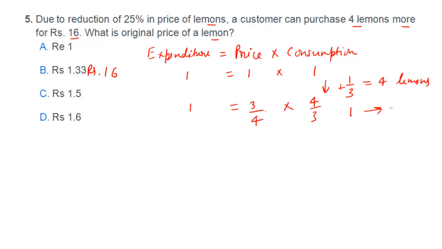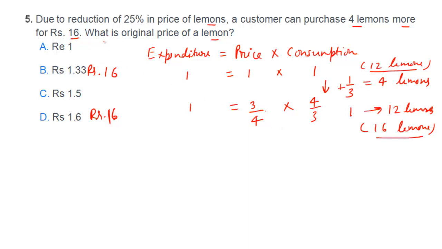So 1 is how much? 12 lemons. That means initially he was consuming 12 lemons, and now with increased lemons he is consuming 16 lemons, and the expenditure was the same, rupees 16. So just understand the whole thing that we have done here. In rupees 16 initially he was consuming 12 lemons, and in the same rupees 16 he is consuming 16 lemons.